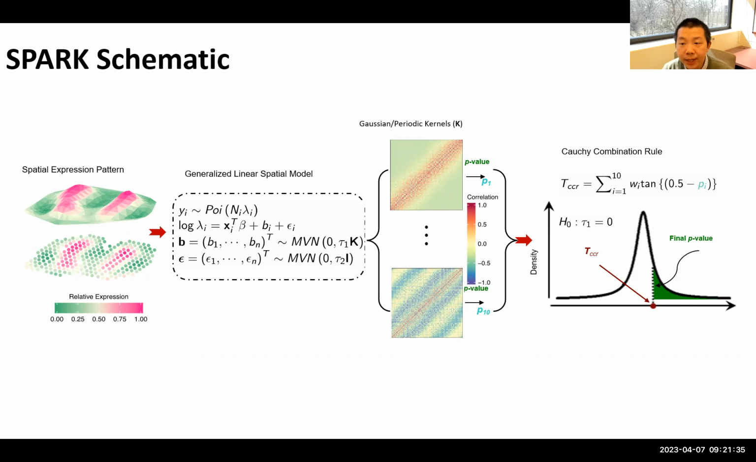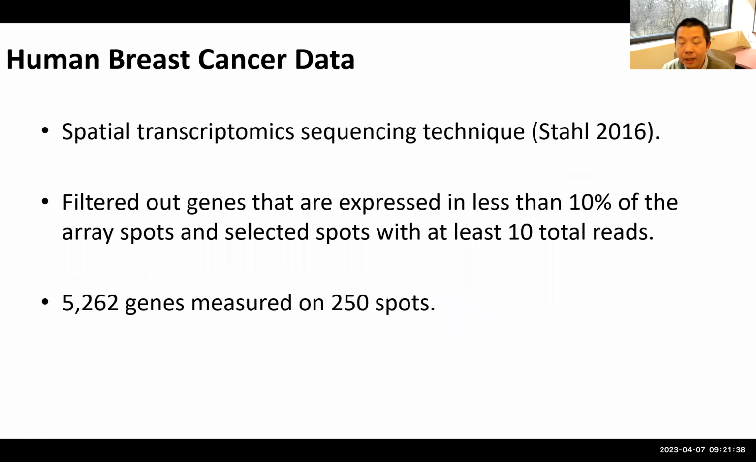I'll skip all the simulations we have done, or the many different real data analyses we have done, and just focus on one example. This is the human breast cancer data example. It was collected through the spatial transcriptomics sequencing technique. We did a very simple filtering: removing the genes that are expressed in less than 10% of the spots, and retaining the spots with at least 10 total read counts. So we analyzed a total of about 5,000 genes measured on 250 spots.